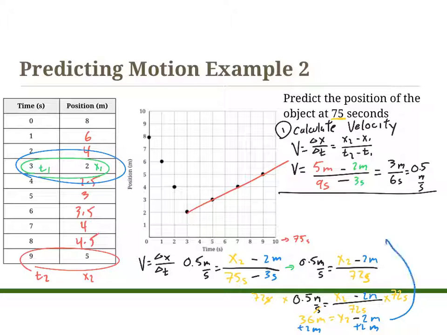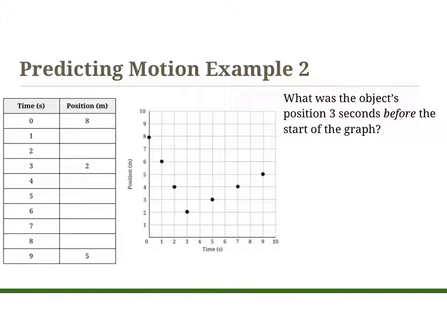And I'm going to come back up here because I'm kind of running out of room. I'm sorry if you are too. And so that's going to tell me that the value for x2 is 38 meters. So at 75 seconds, the object will have traveled 38 meters. It's not too bad. It's a little work, not too bad.